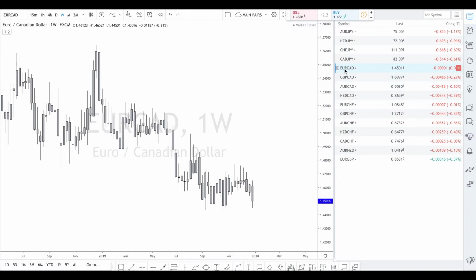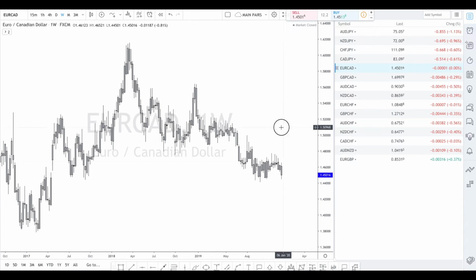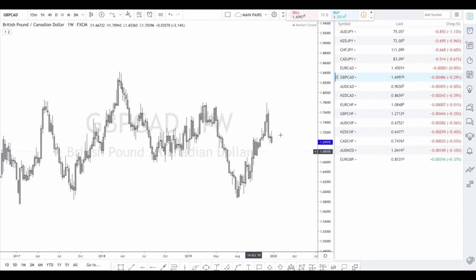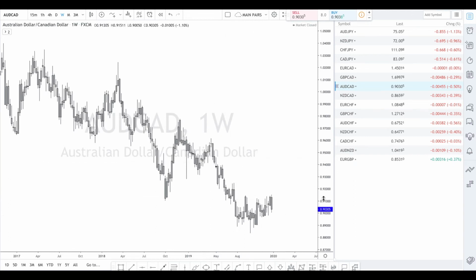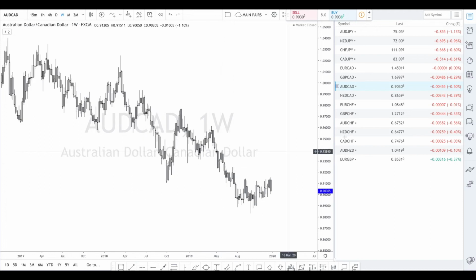Euro CAD, pound CAD, Aussie CAD, New Zealand CAD, they're all what I call the CAD pairs. You see Euro CAD right now weakening as this strength in CAD continues. With pound CAD, we had a lot of strength with pound and weakness in the CAD in this relation, but now we see that CAD strength seems to be coming back in the market. Aussie CAD, no real movement. As you can see, Aussie CAD has been range bound for quite a while.